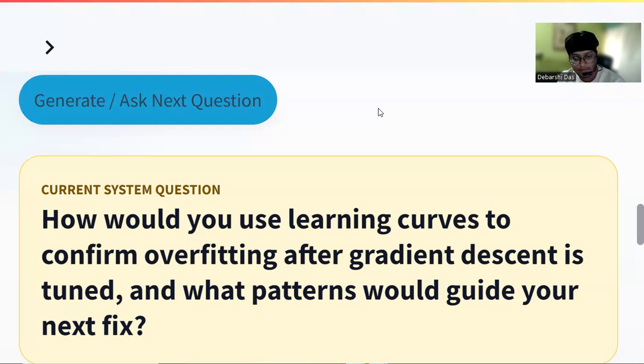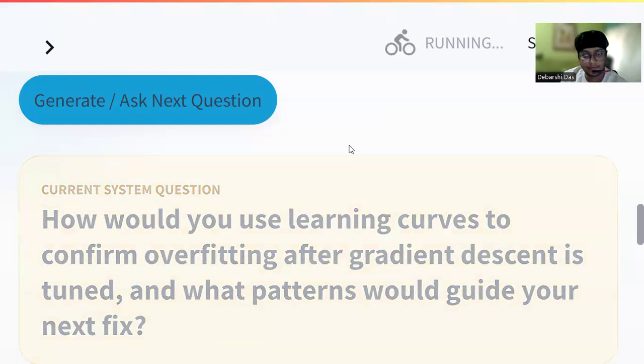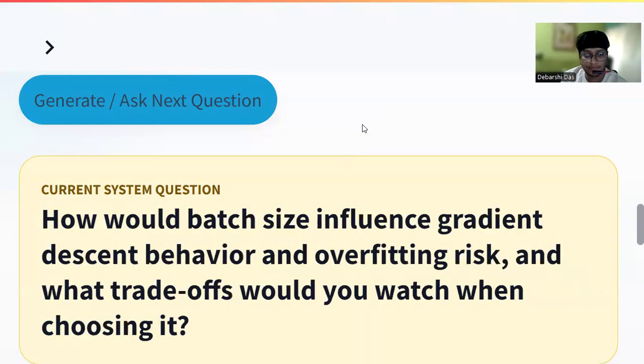Okay, sure. Let's get to the next one. How would batch size influence gradient descent behavior and overfitting risk? And what trade-offs would you watch when choosing it?